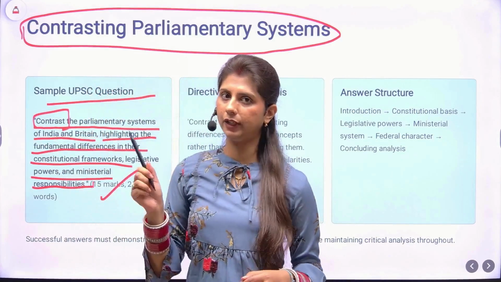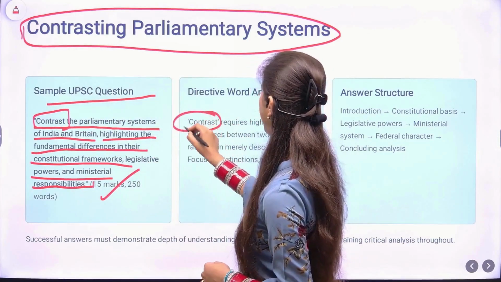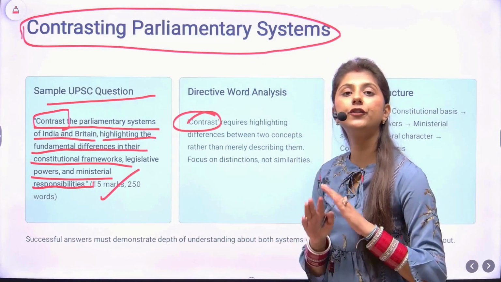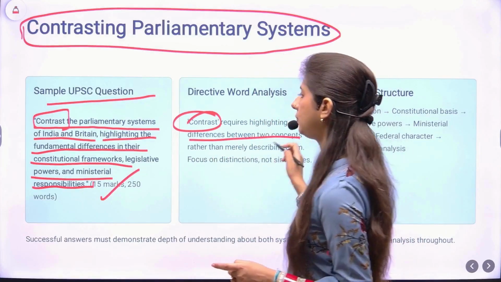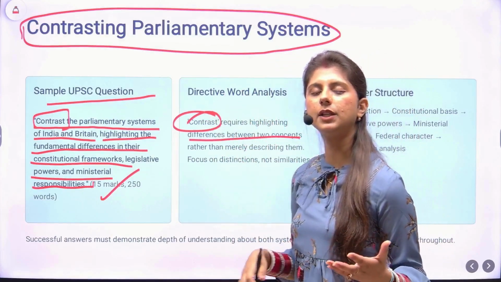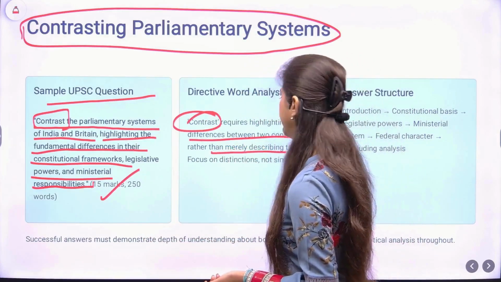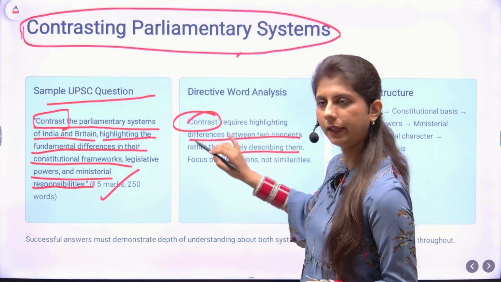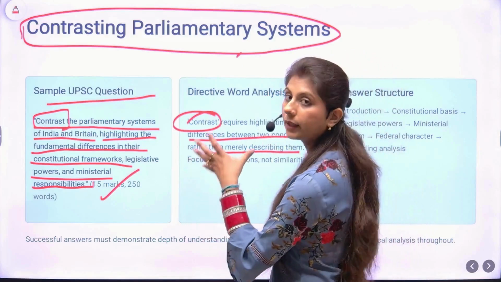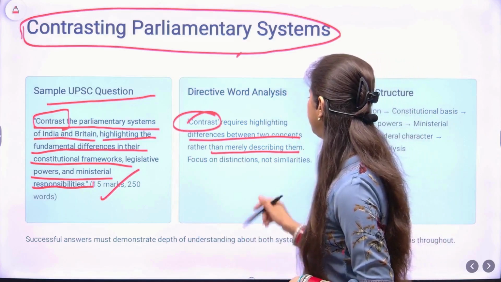In our directive word lecture, you have seen that the word contrast requires highlighting the differences, not the similarities, highlighting the differences between the two concepts. Here the concepts are the Indian and British parliamentary systems, and you should not merely describe them. That is, you're not writing, okay, in India this, in Britain that. You will have to present a contrasting picture, highlighting the differences. How you will do that, we'll see in the next slide.